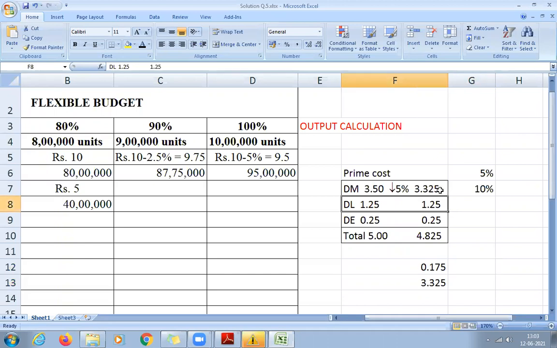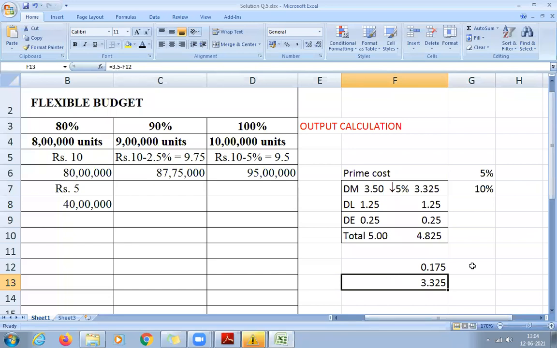The remaining direct labor will be the same, 1.25 only. Direct expense will also remain the same, 0.25. When you add all three, please verify whether you're getting 4.825 or some other number. So 4.825, correct, right? Yes, so 4.825 will be for 90% and 100%.